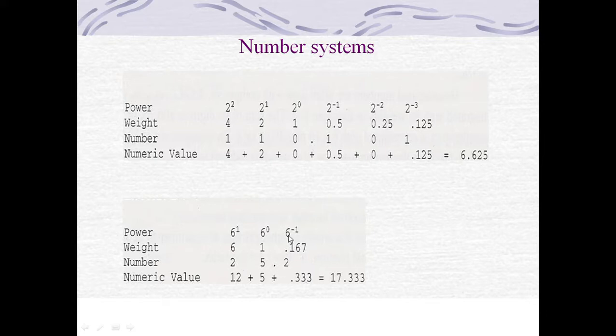So we get the powers 6 raised to minus 1, 6 raised to power 0, 6 raised to power 1, and just calculate these powers, and we will get the weights for the corresponding position of the digit. And then multiply these weights with the corresponding digit. For example, 0.167 is multiplied with 2, so we get 0.333. 1 is multiplied with 5, we get 5. 6 is multiplied with 2, we get 12. Just add them and we would get 17.33, which is the numerical value of the number represented in the base 6 system.